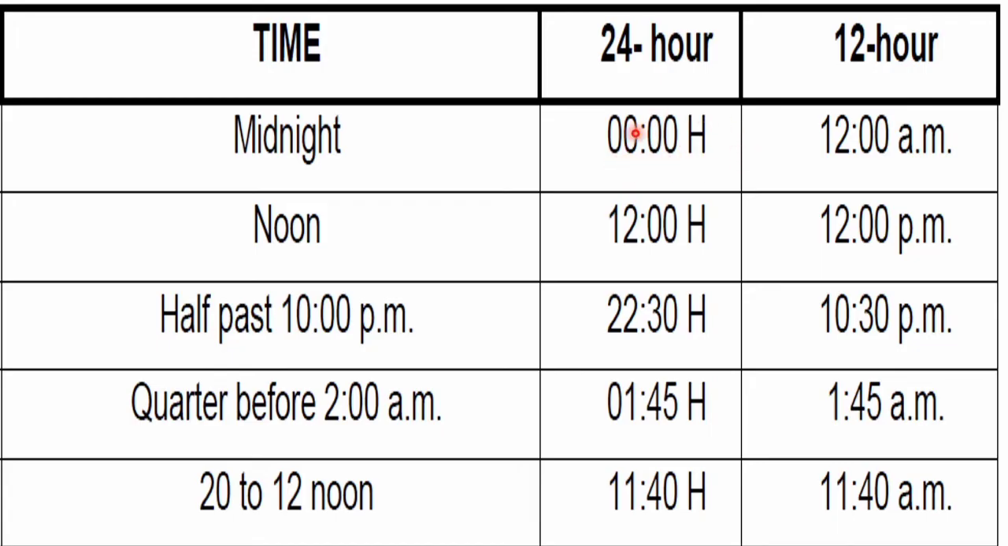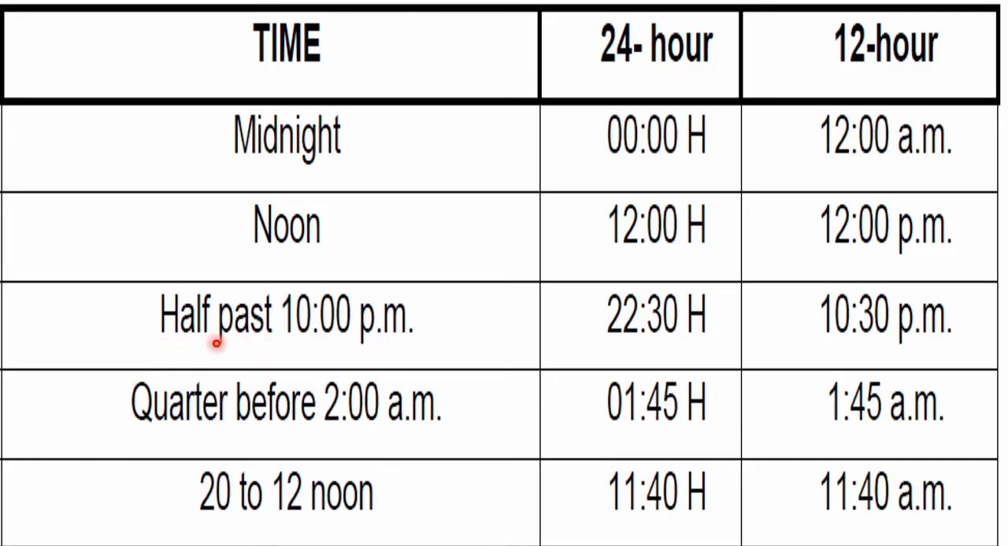So how did we get this? 12 AM, mag-subtract ka lang ng 12 para makuha mo yung equivalent niya sa 24-hour clock format. Next is noon. Ang noon sa 12-hour clock time, ito ay 12 PM. At ang equivalent niya sa 24-hour clock time is 1200 hours. Copy as it is. Next, half past 10 PM.